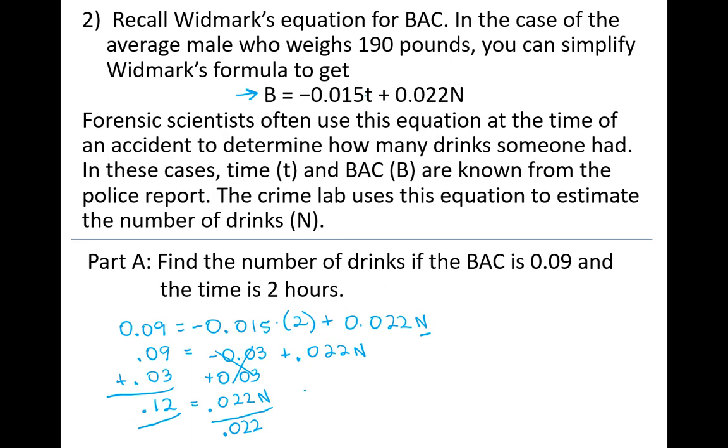Here we are. So we end up with 0.12 equals 0.022n. We divide by 0.022. So 0.12 divided by 0.022. I'm getting 5.5, and I'm rounding a little bit, is equal to n. So this guy had over 5 drinks. So I would assume they probably would round that up to 6 drinks.